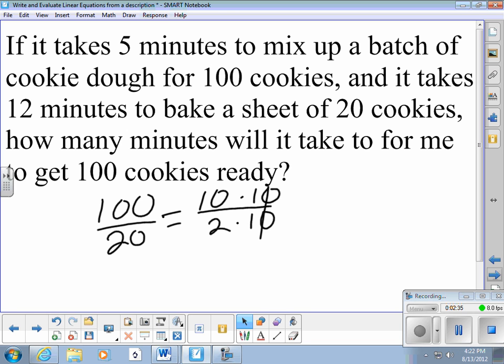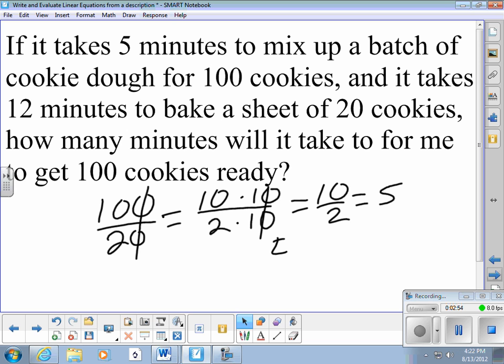Well, 10 divided by 10 is 1. So that could simplify to 10 divided by 2. Well, a quicker way to do that would be to just cancel out trailing zeros in pairs. So 10 divided by 2 is just half of 10, which is 5.